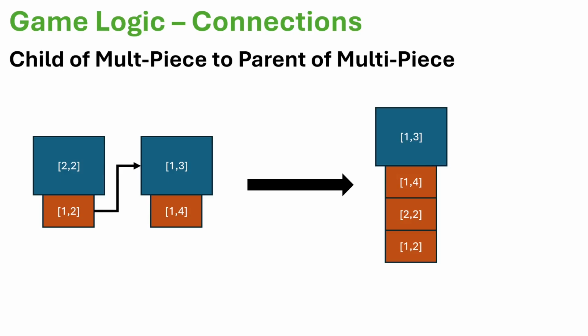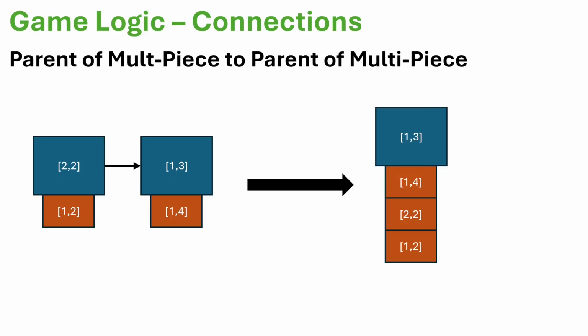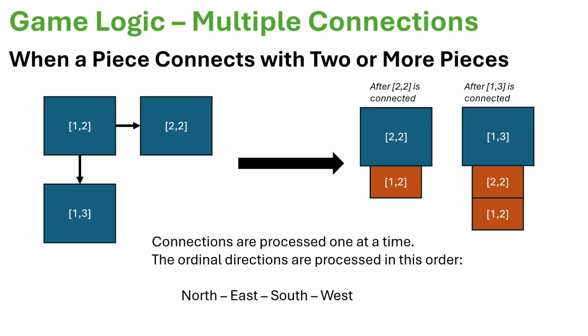A child of a multi-piece to a parent, same thing. And the same thing with a parent of a multi-piece to a parent of a multi-piece. Again, the same thing. The idea here is that the pieces that are moving are the pieces that become children of the piece to which it was moved to. And if the piece to which it was moved to was already a child, then the ones that are moving become a parent of that child's parent.